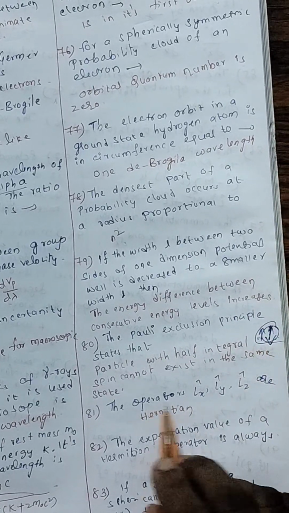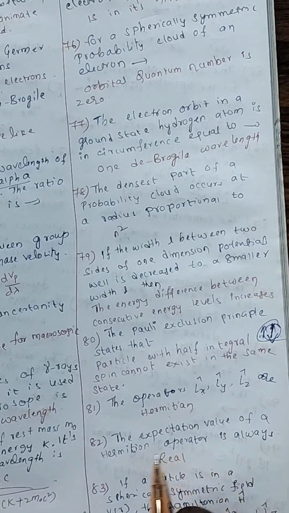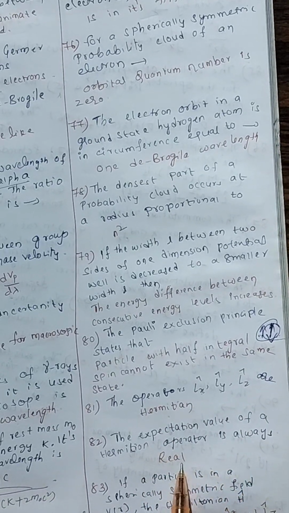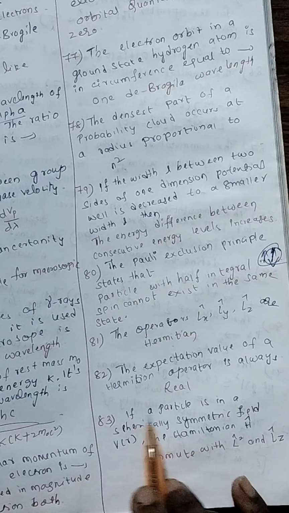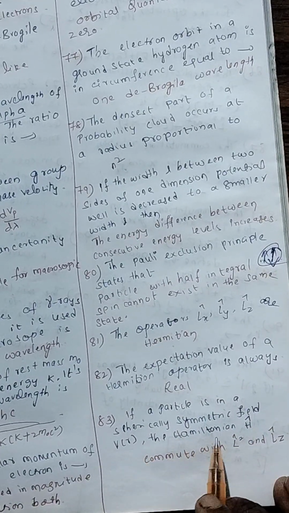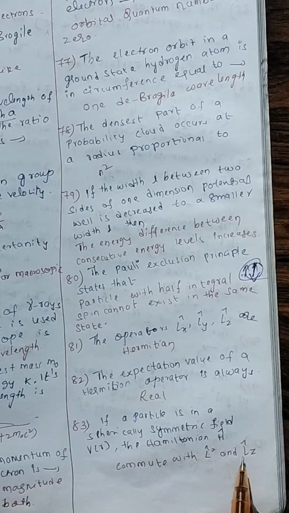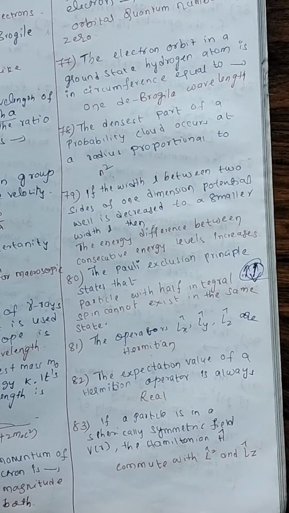Okay. The operators Lx, Ly, Lz are Hermitian. The expectation value of a Hermitian operator is always real. If the particle is in a spherically symmetric field V of r, the Hamiltonian H commutes with L square and Lz.